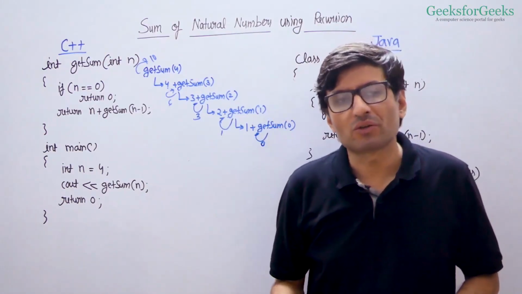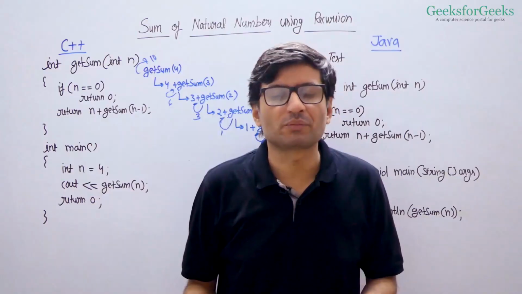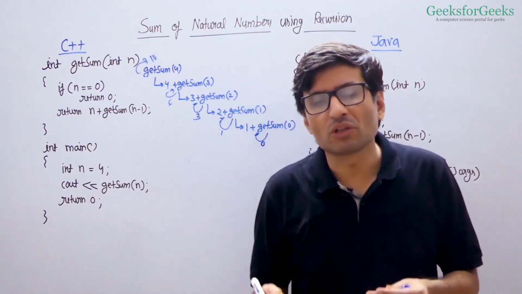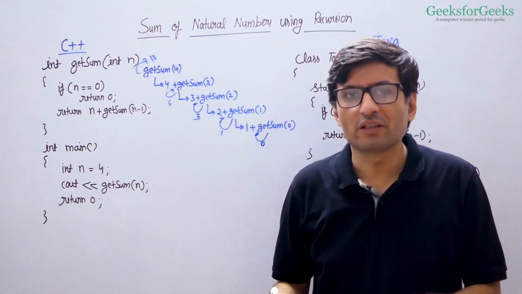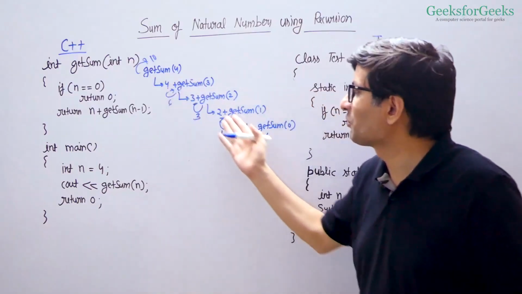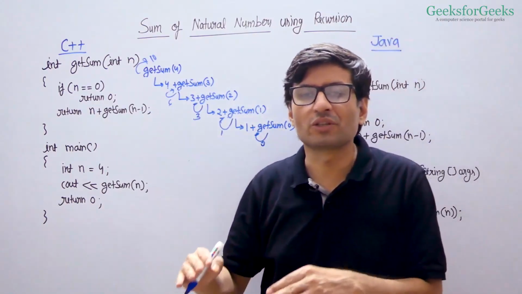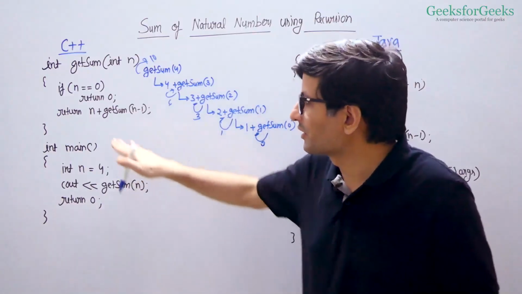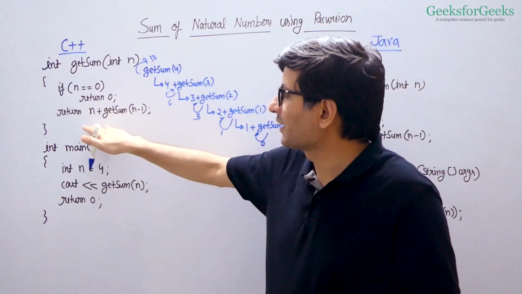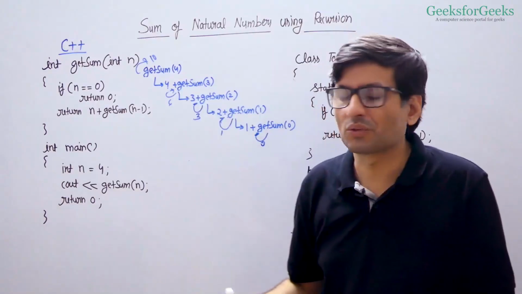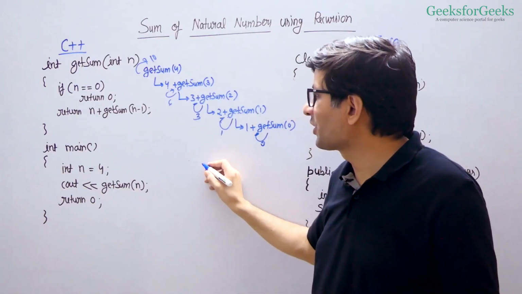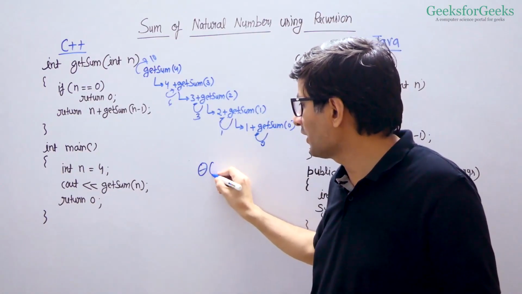Let us now talk about time complexity and auxiliary space for this function. When you call this function for input n, it's going to make n plus 1 function calls, right? And every function call is going to do some constant amount of work. Some addition, some condition check, and then returning, which is all constant work. So we can say it's going to do theta n work, right?